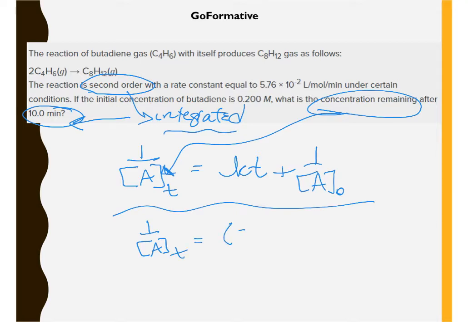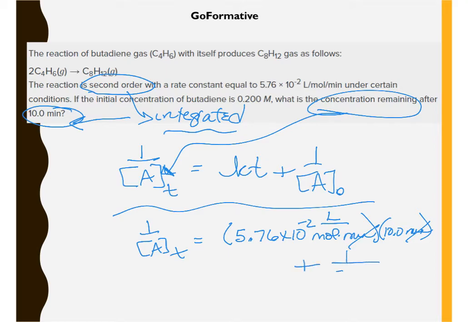All right, they gave us k, 5.76 times 10 to the minus 2 liters per mole minute. They gave us the time, 10 minutes. I'm going to make sure the units match, and they do. My minutes cancel. And they gave us the initial concentration of A, which is 0.2 molar. And now I'm going to plug and chug.